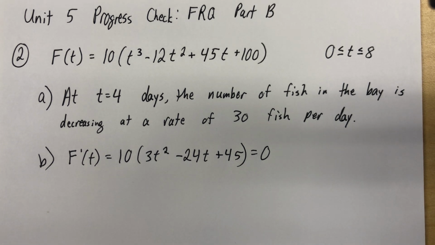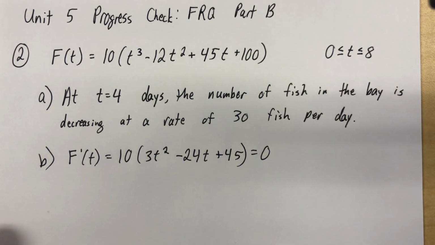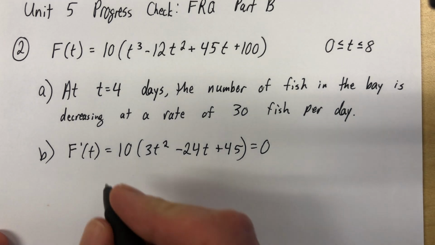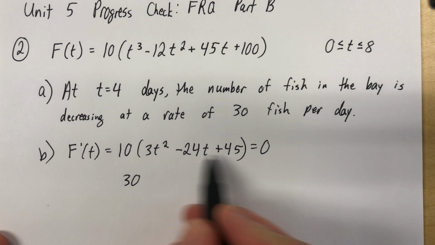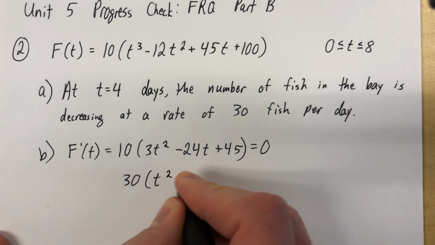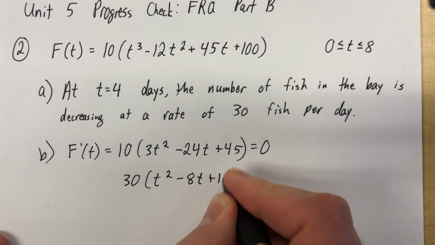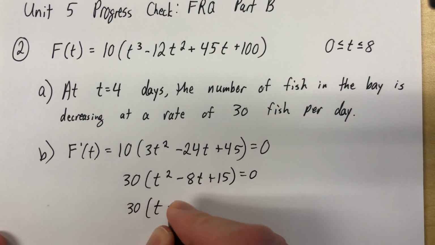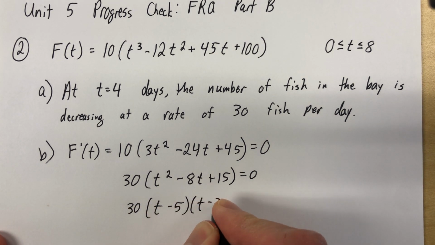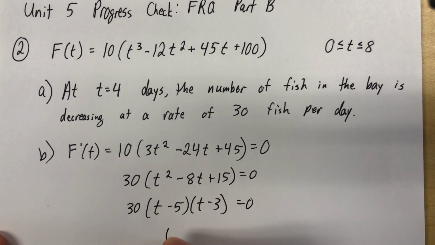We're also going to check the endpoints of our interval, and we will do that in just a moment as well. So let's set this equal to 0. Let's go a little further. 30, I'm factoring out a 3 here, by the way, and then t squared minus 8t plus 15. That's equal to 0. 30, t minus 5, t minus 3 in no particular order, equals 0. So t is equal to 5, and t is also equal to 3.